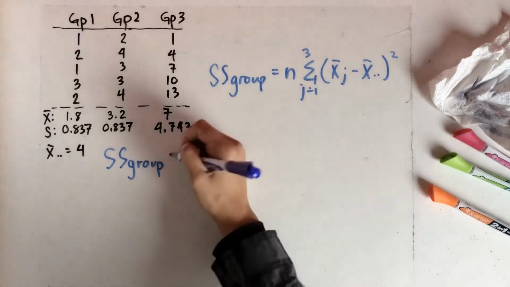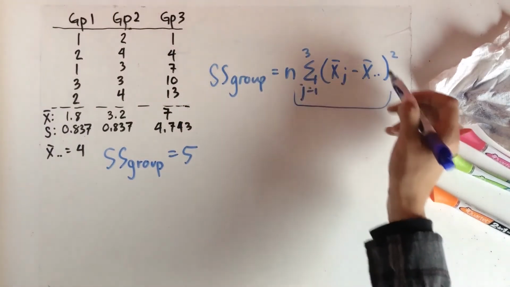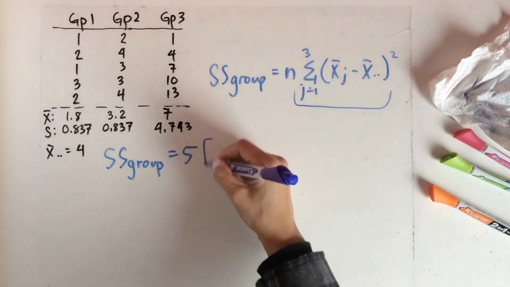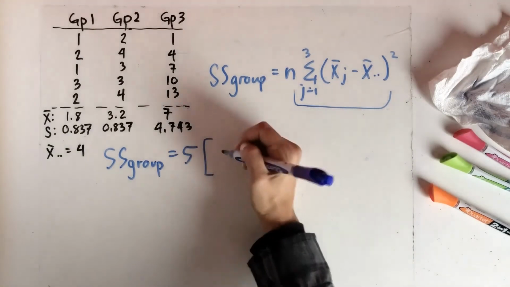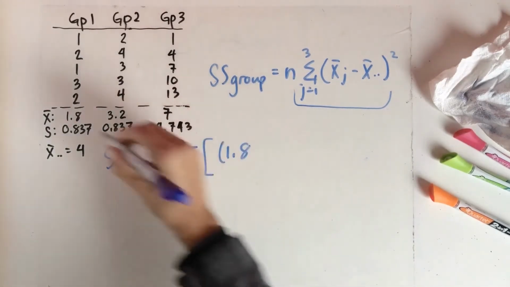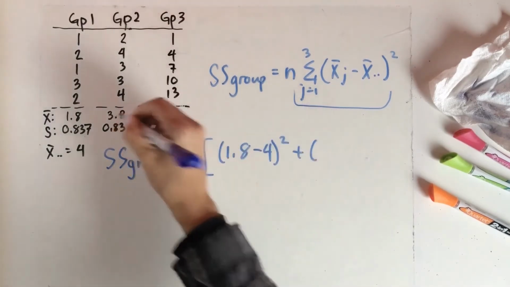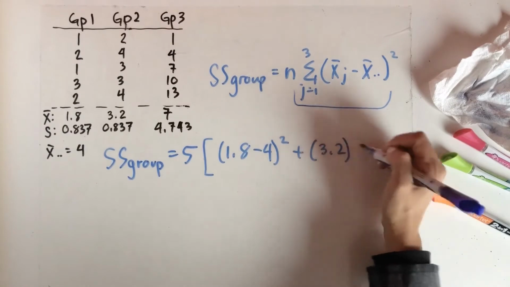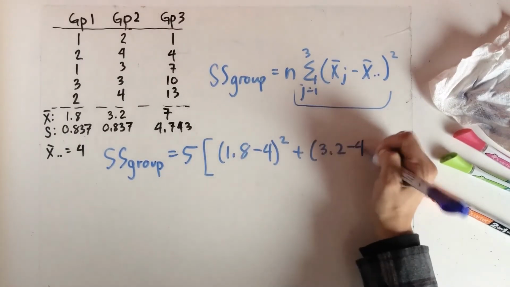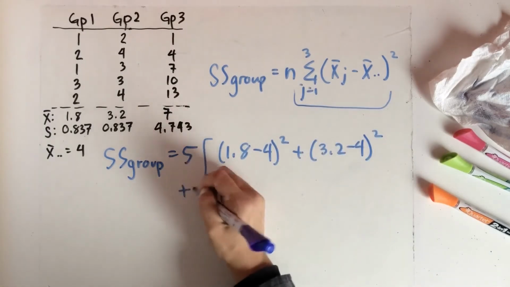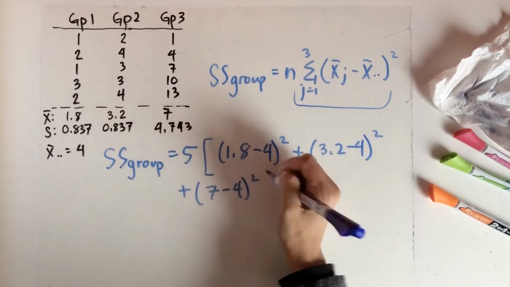So SS group then is equal to 5. What I like to do is, this is a bunch of squares, so I like to open up a square bracket. So 1.8, my first mean, minus the grand mean squared, plus my second group mean, 3.2. Just kidding, don't close the bracket yet. Minus the grand mean, 4, plus 7, the third group mean, minus the grand mean of 4.